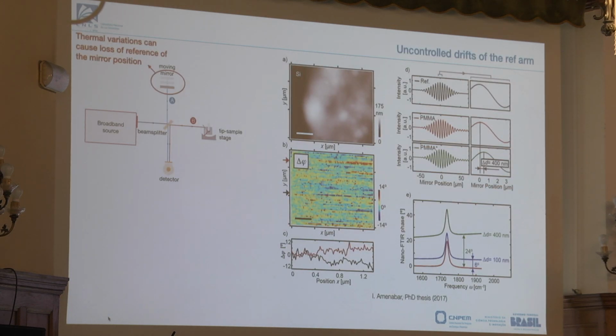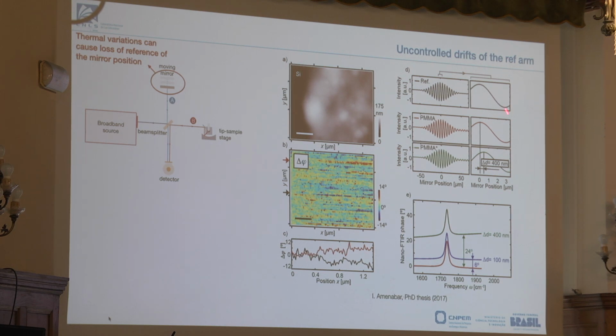Talking about normalization, another important point to remember is that we usually have a piezo stage here, and we measure for many hours. It means that we can have some drifts between the time that you take the reference and the time that you measure your sample. If you have a drift, the encoder doesn't know about it. The encoder still thinks that the mirror is at the first position that you put.